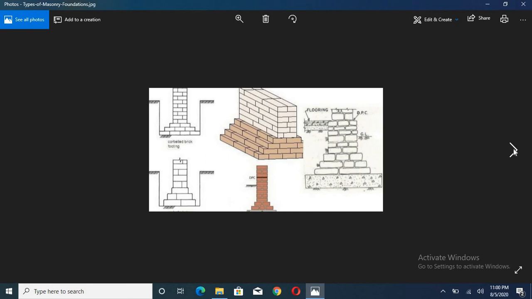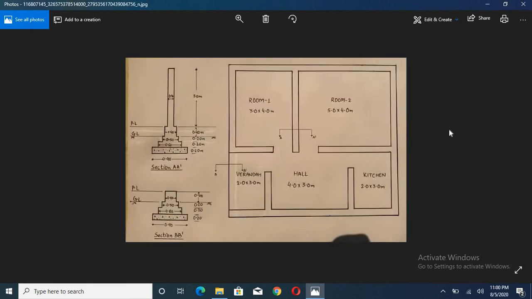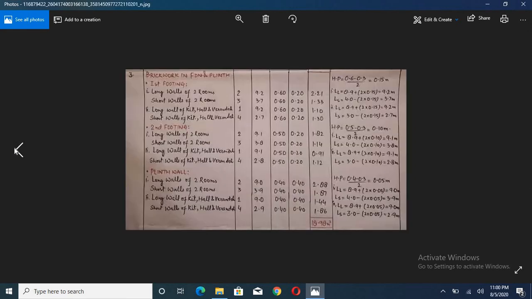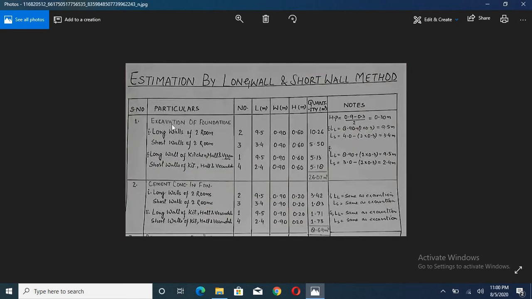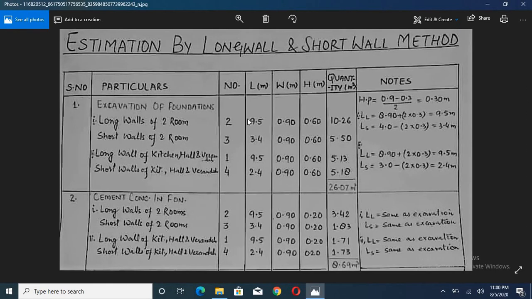Okay, and now number is 1, long wall 1, and number 2 means this wall. Now go to the calculation. Here, earthwork excavation, long wall: the number is 2, length 9.5, I already defined where this 9.5 has come from, width 0.9, height 0.6, and the total quantity comes to 10.26.